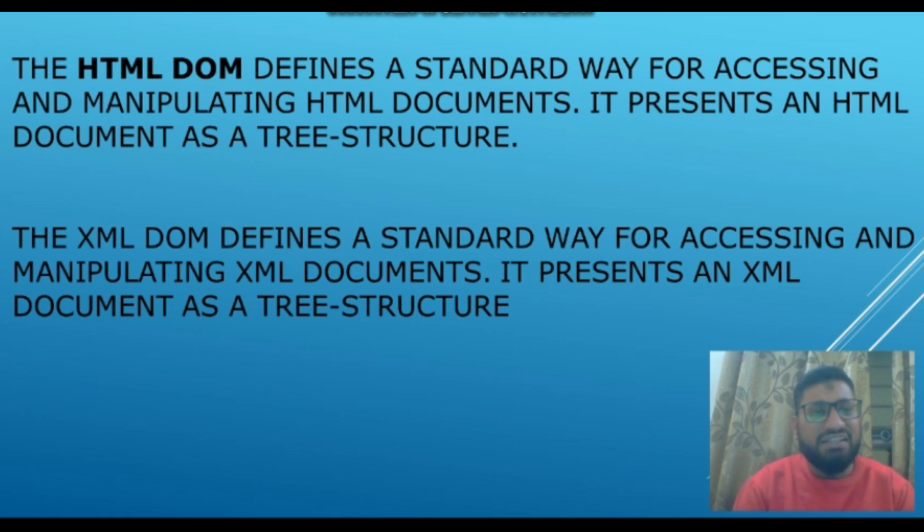So student, basically the XML document object model presents the document in a tree structure. It defines a standard way for accessing and manipulating XML documents. So basically we can update or change the data by using the XML document object model. It presents the XML document as a tree structure. So the data will be basically in a tree structure.